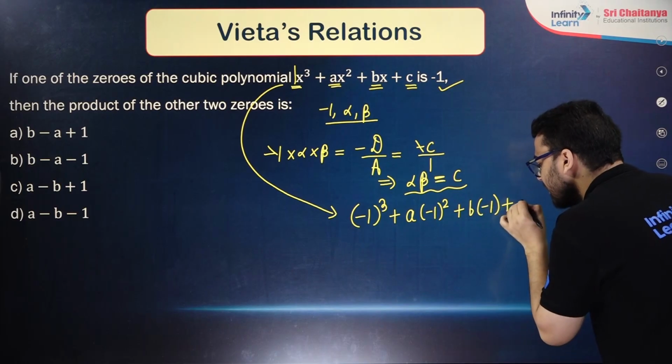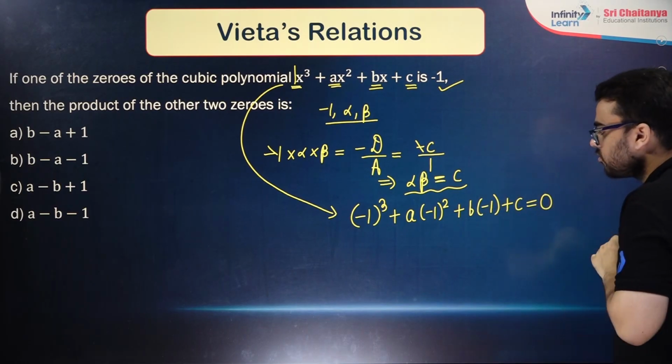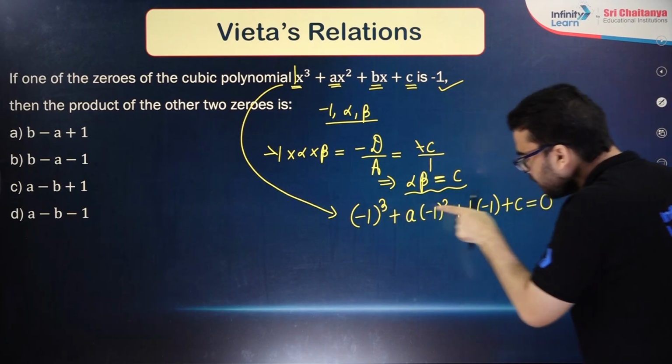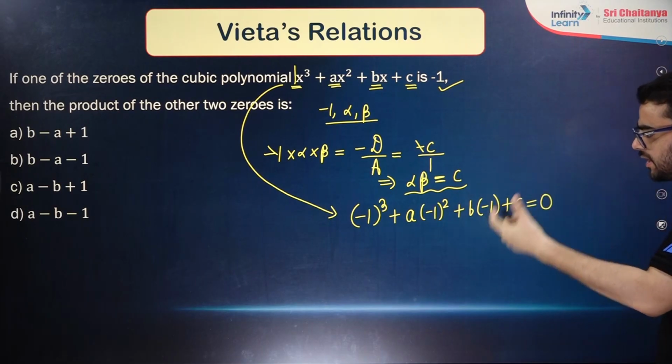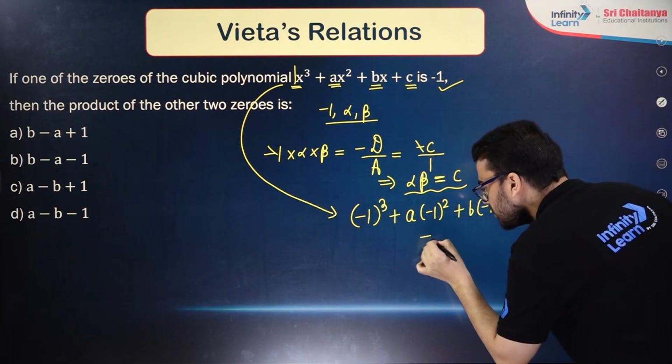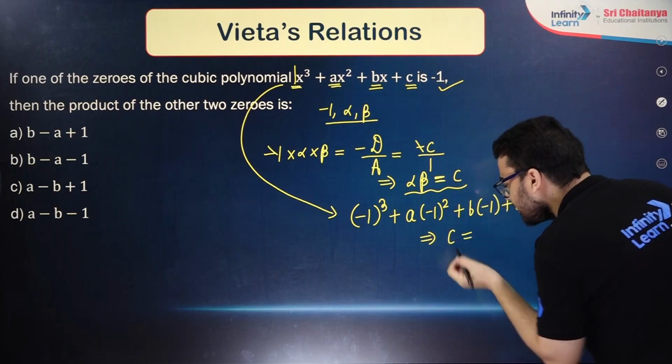It will satisfy the polynomial, right? It means that it is equal to 0. It will make the value of the polynomial 0. That is the meaning of a zero of a polynomial. So from here you can find c, that's it.